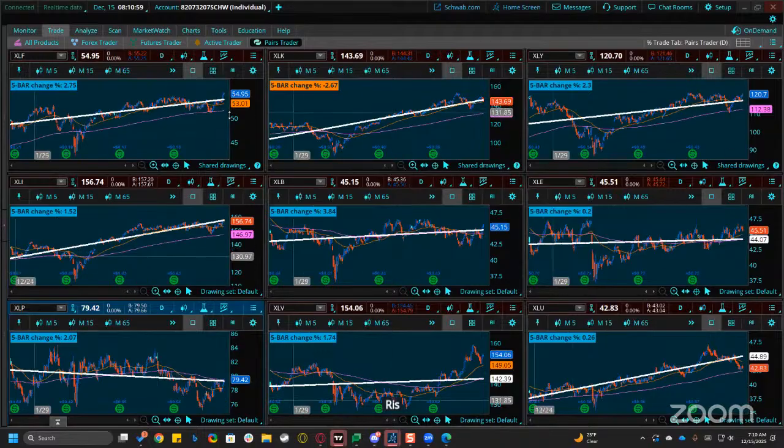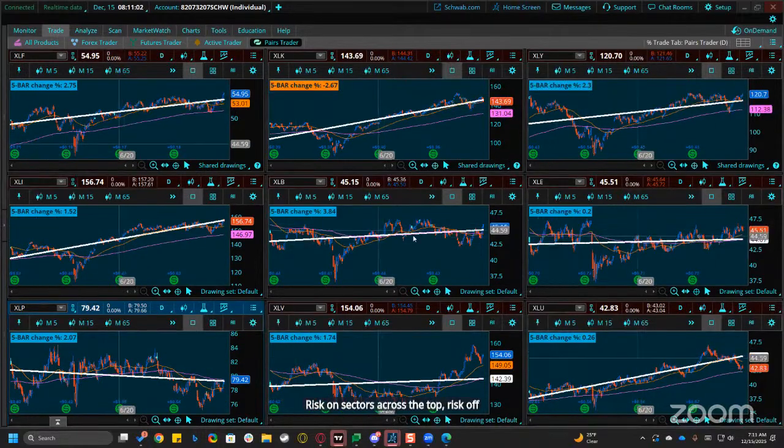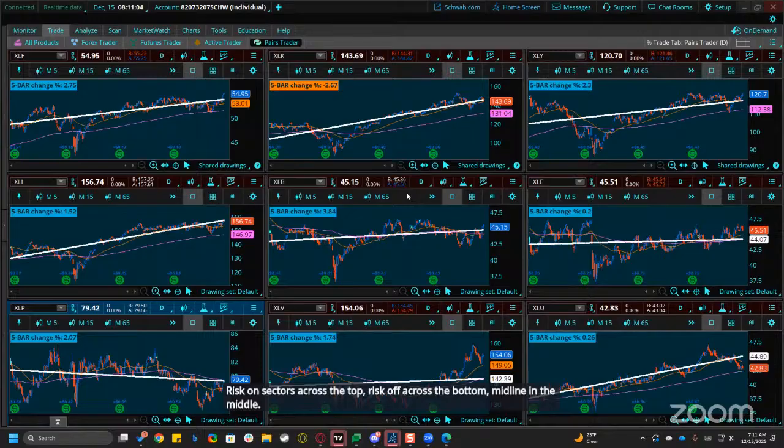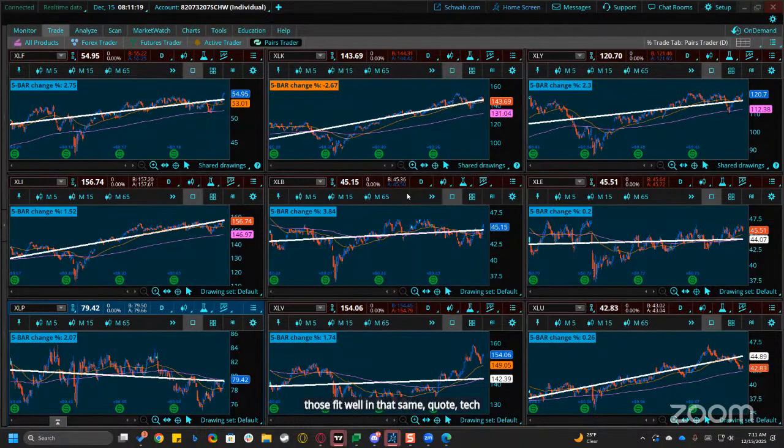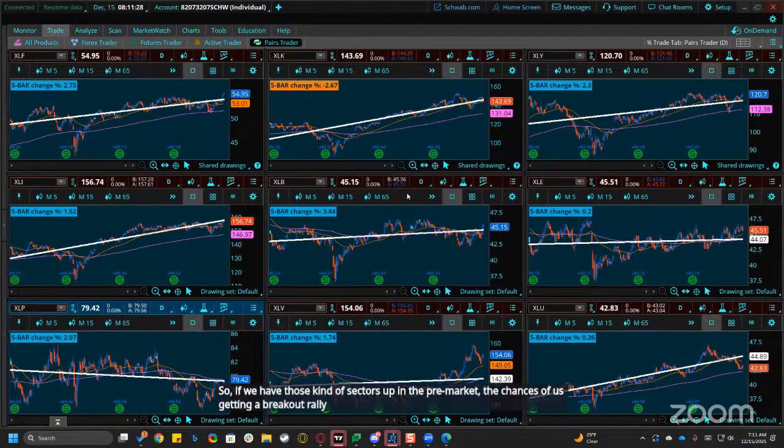Risk on sectors across the top, risk off across the bottom, midline in the middle. So you can see XLF, XLK, and XLY at the top. You can also add to those three communications, cloud computing. Those fit well in that same tech space. IGV is another one, expanded tech. So if we have those kind of sectors up in the pre-market, the chances of us getting a breakout rally go up a lot. But by itself, these would struggle to get a breakout.